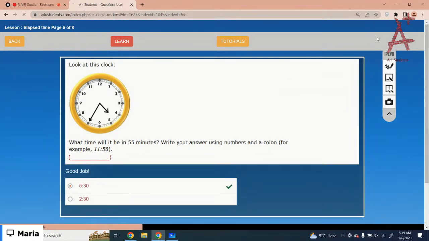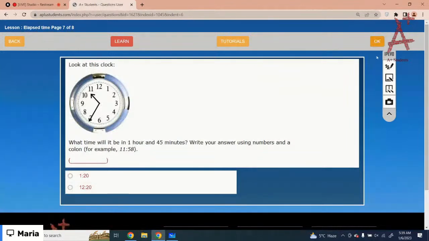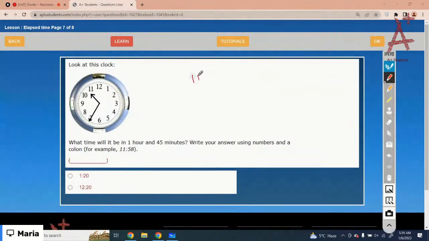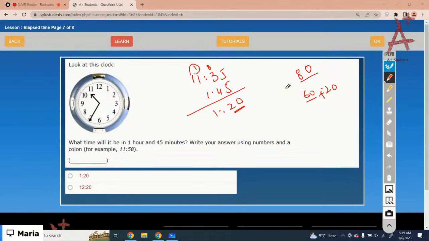Okay, the next one is look at the clock. The clock shows 11:35. Got it? You have to add 1 hour 45 minutes. So 5 and 5, 10, 4, 5, 6, 7, 8, 80 minutes, 60 plus 20. In 1 hour you have 60 minutes. So add the hour to the next, and you're left with 20 minutes here, and you carried that 1 hour to the hours. 11 and 1 and 1, it would be 1:20. Got it?